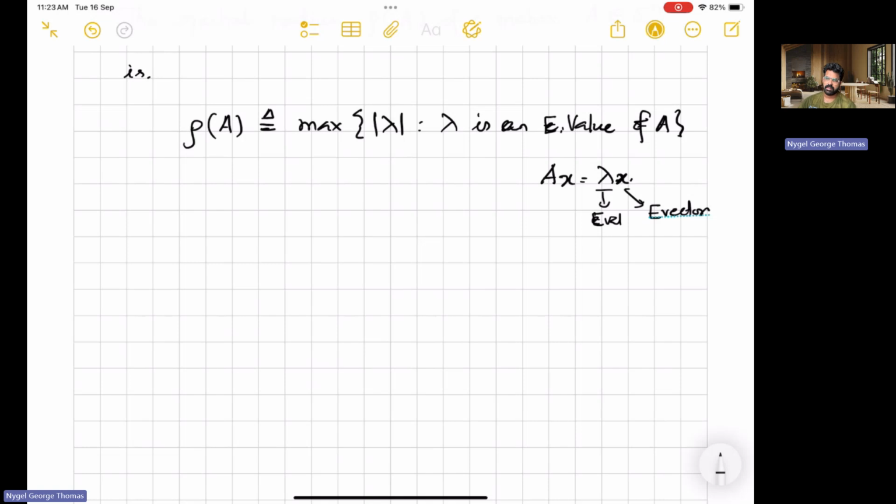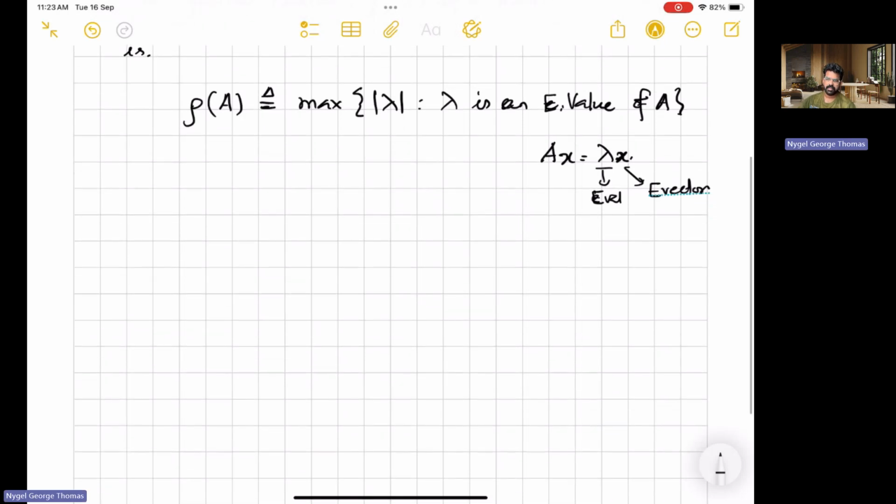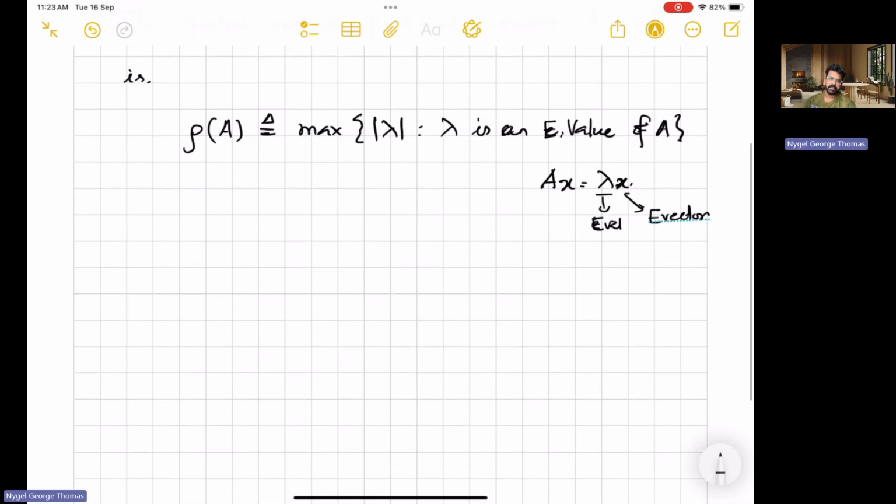So if there is an eigenvalue, then this is the spectral radius. But the spectral radius has a very important property: it lower bounds the norm of a matrix. In fact, it is the closest lower bound which you can find. It's the largest lower bound which you can find for the matrix norm of A.